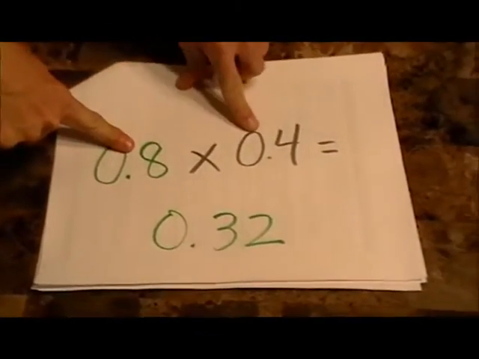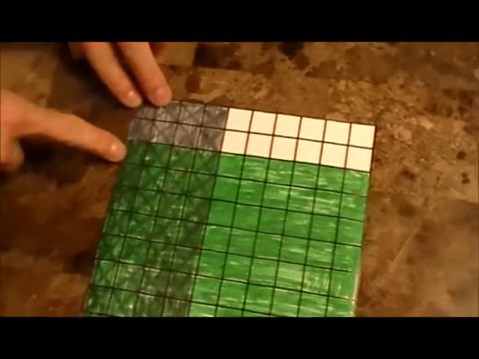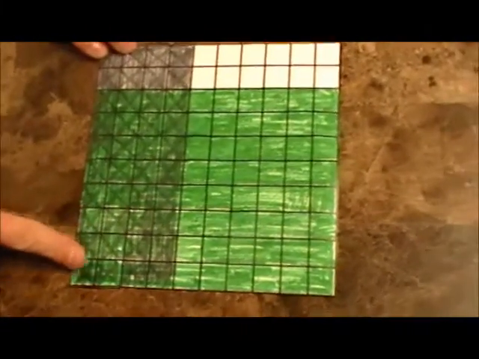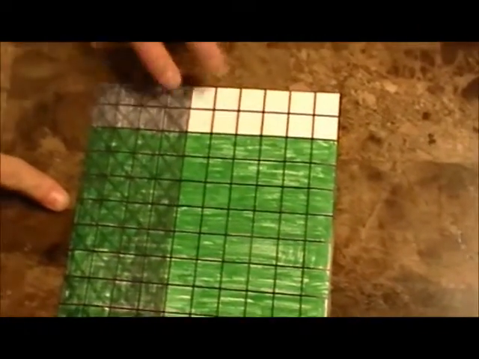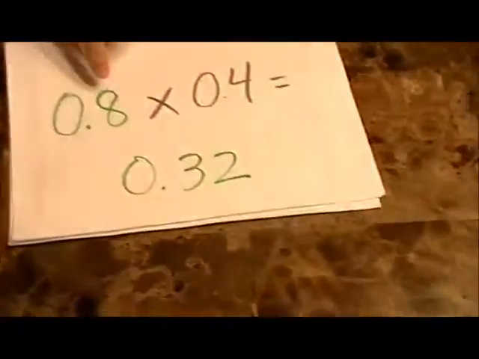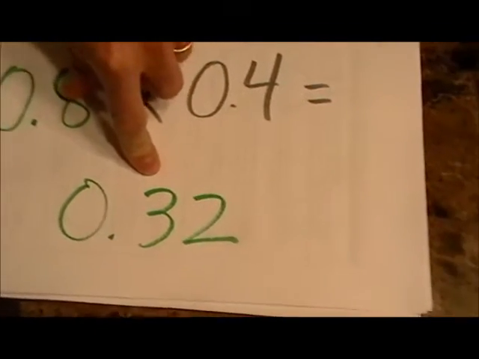It's 8/10 times 4/10. I shaded 8/10 on the unit in green, and then I shaded the 4/10 in gray. To find the product, we looked at the area that's been shaded by both. And instead of counting it, I'm just going to multiply. It's 1, 2, 3, 4, 5, 6, 7, 8 units by 4 units. And I know that 8 times 4 is 32. So I know it's 32 hundredths of the unit. So when we multiply the two factors, 8/10 and 4/10, we get a product of 32 hundredths.